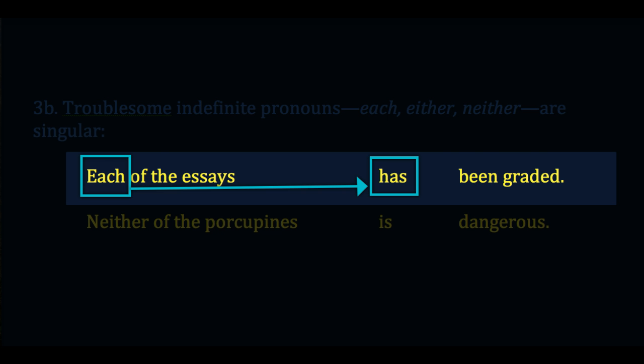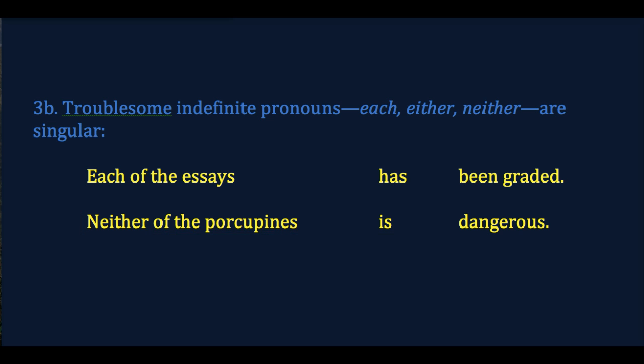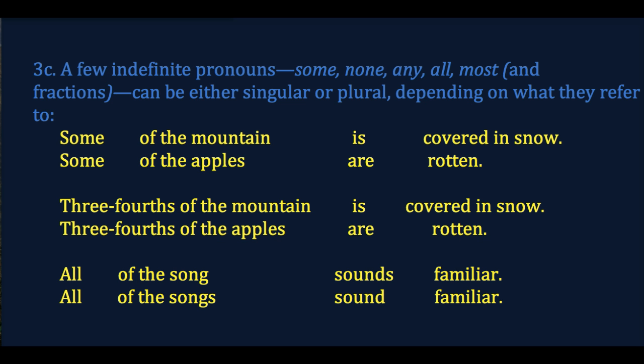The subject is each. Same with the next one, neither of the porcupines. Neither is singular, and it is the subject, not porcupines. That is in a prepositional phrase. So neither is dangerous. So be wary of those words, each, either, neither, they are singular. So that's easy and cut and dry.